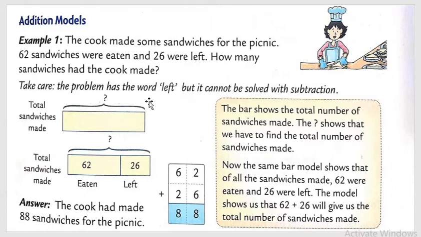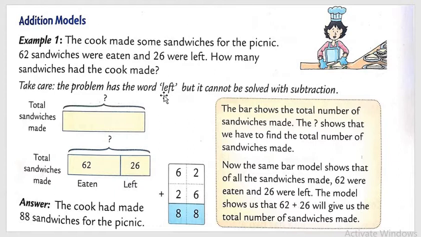Take care, the problem has the word left. See here, this word left. Okay, 26 were left. This word is important for us. So students, how many sandwiches had the cook made? The word left is important, but it cannot be solved with subtraction. The sum with left means we are always taking subtraction, but it cannot be solved with subtraction.